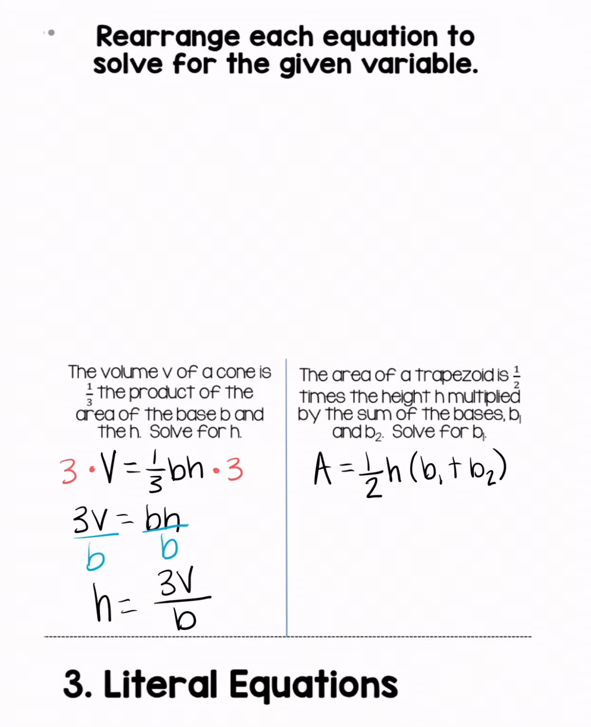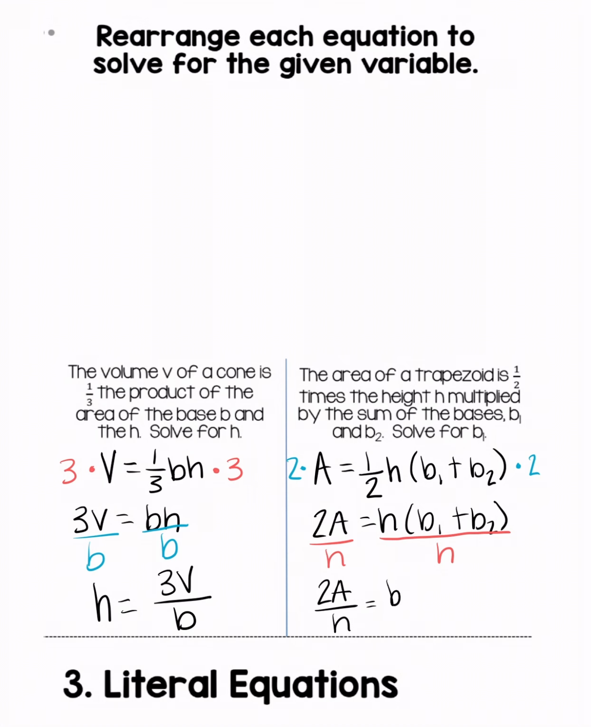The first thing we're going to do is get rid of that 1/2. The reciprocal of 1/2 is 2, so we're going to multiply both sides by 2. So 2a is equal to h times b1 plus b2. Now we need to get rid of that h because it's being multiplied, and to get rid of multiplication, we divide by h. So 2a over h is equal to b1 plus b2.